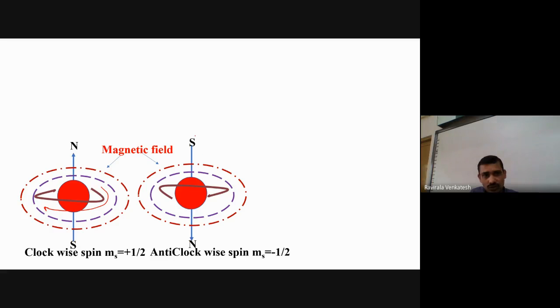But actually, I have changed the position here. South pole, north pole, I have completely changed them. So this is called clockwise spin and this one is called anti-clockwise spin. That means once you change the pole, the values also change, so this arrow will be changed.